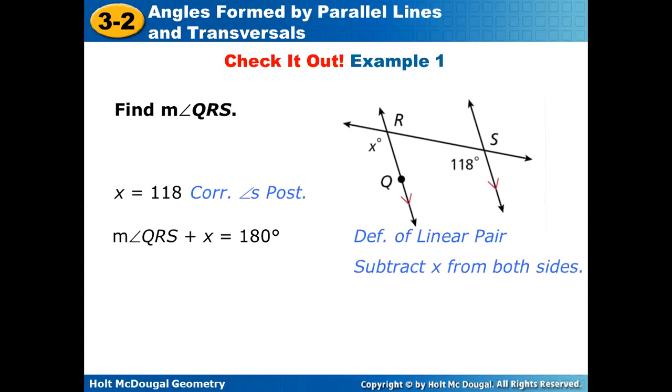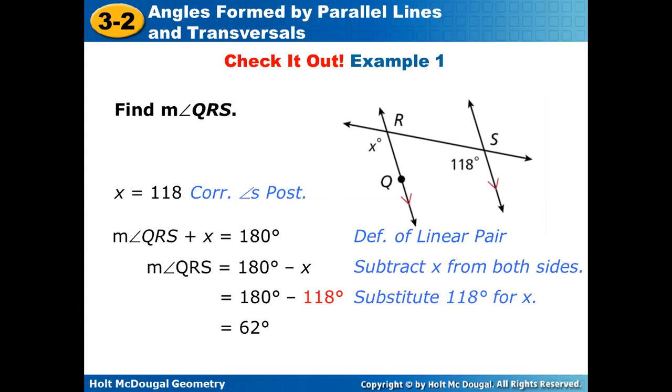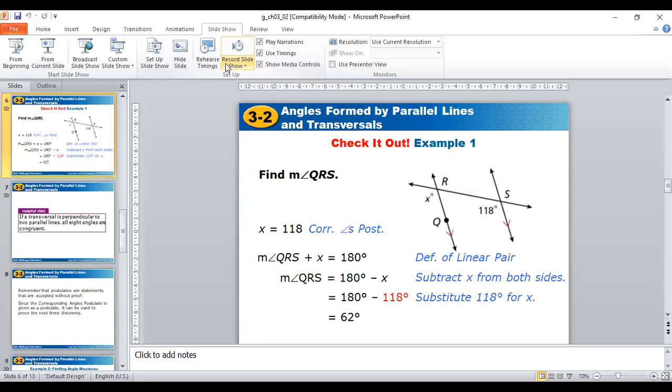Okay, this is how you have to do it. We know x is equal to 118 because they are corresponding angles. So either you subtract from 180 because they are angles on a straight line, the definition of a linear pair, or you subtract 118 from 180 because they are same-sided interior angles. You are going to get the same answer, 62. Okay, so this was all the lesson for that.